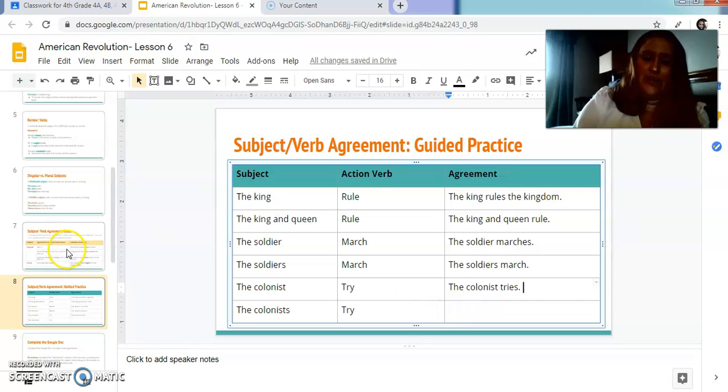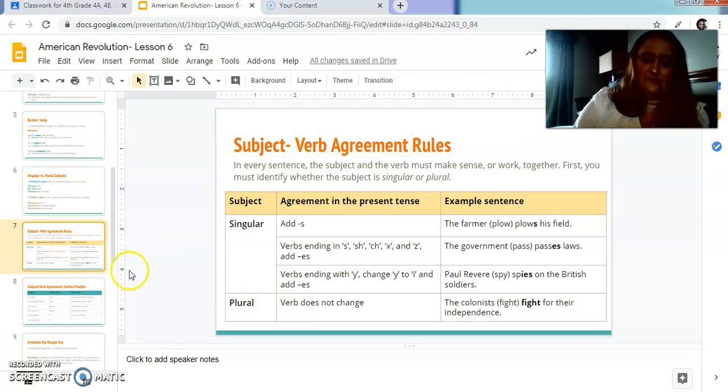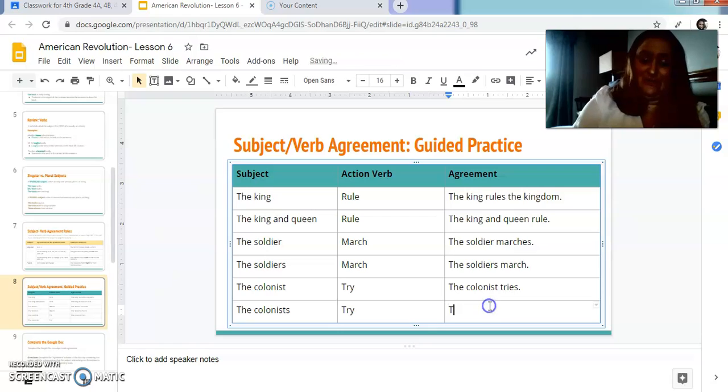The colonists try. The colonists are plural. Remember, if it's a plural subject, the verb does not change. So it's going to be the colonists try. We're not going to do anything to that verb.